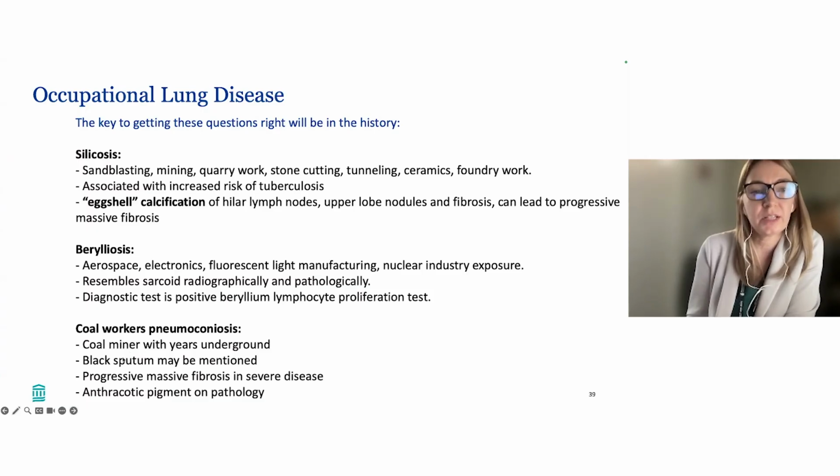And then coal workers' pneumoconiosis is a lung disease that's found in a coal miner with years underground. The question stem may mention black sputum. It can develop into progressive massive fibrosis and severe disease, and it may mention anthracotic pigment on pathology.